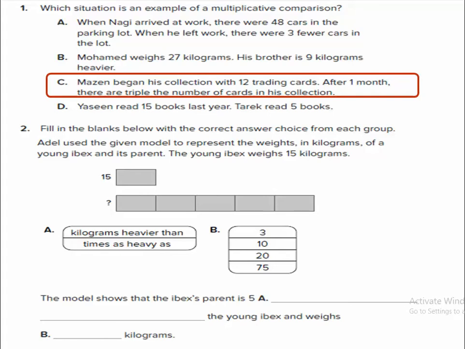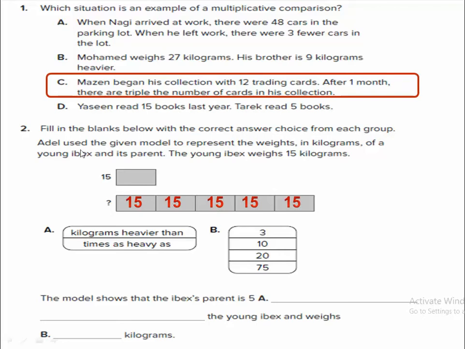Choice from each group. Adel used the given model, tape model, we know this is tape model, to represent the weight in kilograms of a young ibex and its parent. Okay, the young ibex weighed 15 kilograms. This represents the young, and this the weight of the parent. So if it was 15, it means each one of these rectangles equals 15. So it will be 15 and 15 and 15 and 15 and 15.